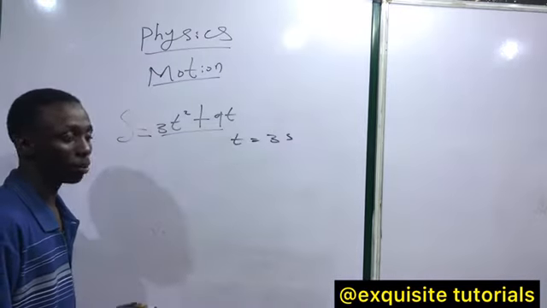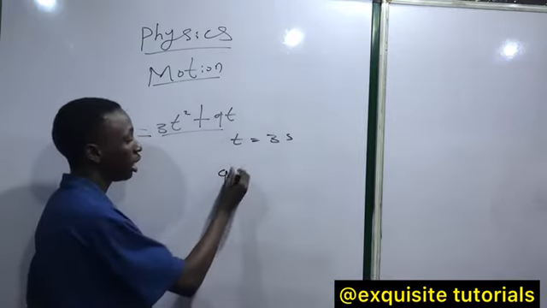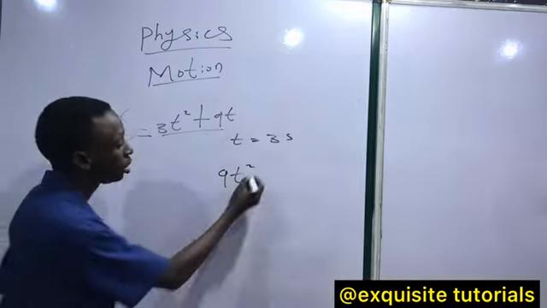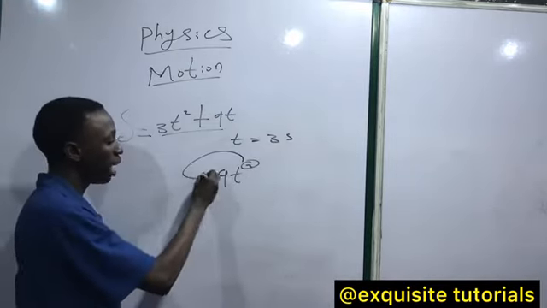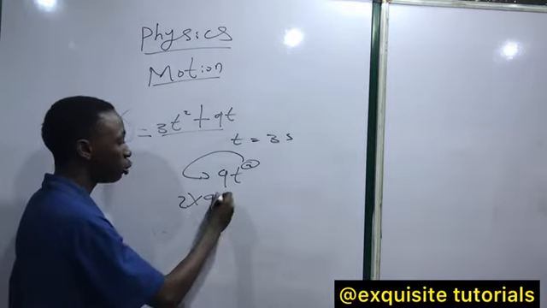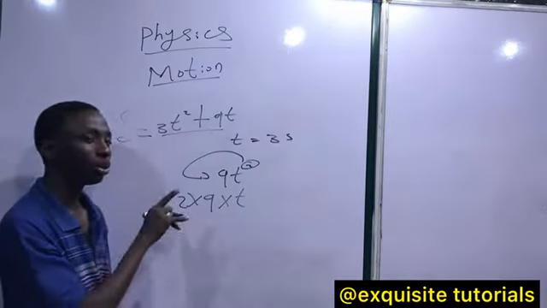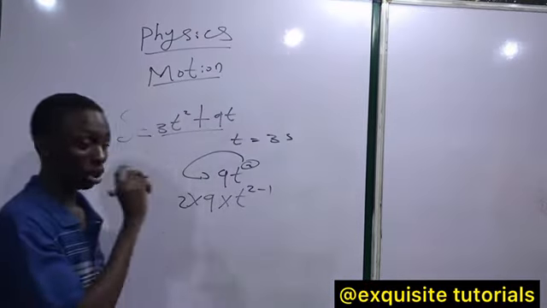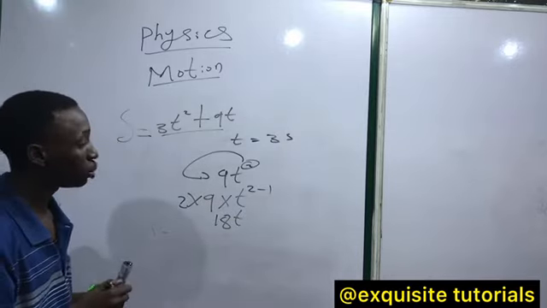Now for those that might not understand the concept of differentiation, let me quickly explain it. Let's say they give us something like differentiate 9t squared. What you simply do is this: the 2, the power on top of the t, use it to multiply the coefficient of the t. That will be 2 times 9 multiplied by the t. But that power now, we remove 1 from it. Now it will be 2 minus 1. That will now be 18t.